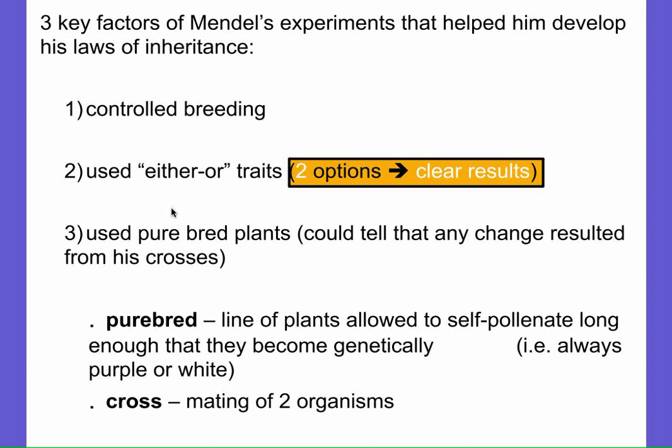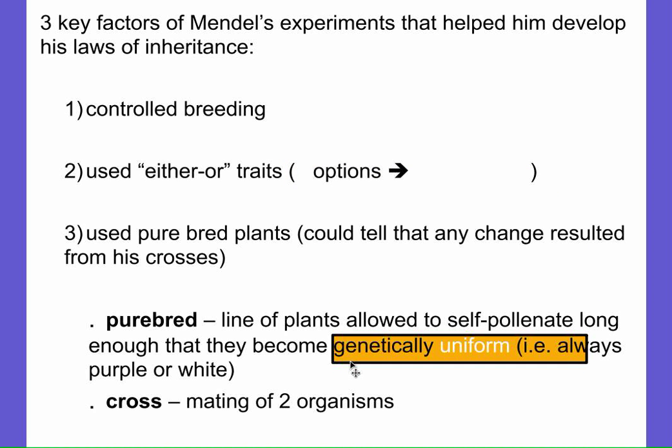So down here at the bottom, we do have a couple definitions here. Purebred is a line of parents allowed to self-pollinate long enough that they become genetically uniform. So they're always, always purple or they're always, always white. And then a cross is just a mating between 2 different organisms.